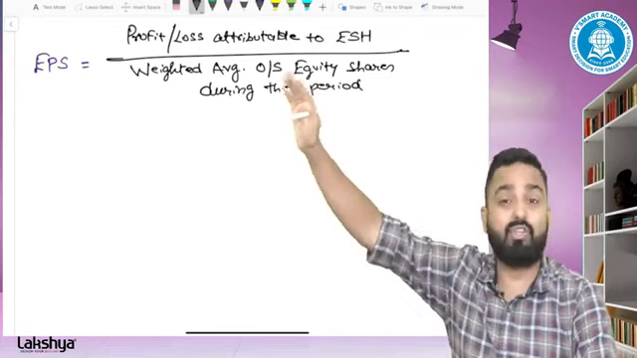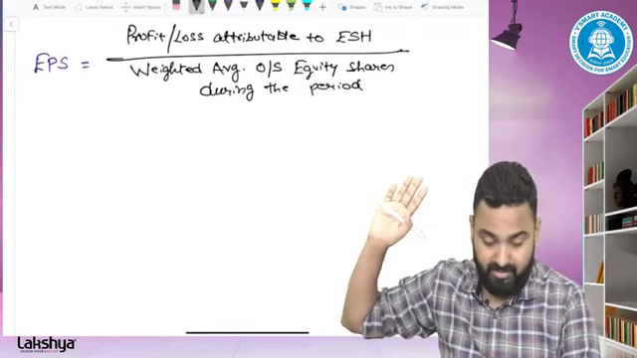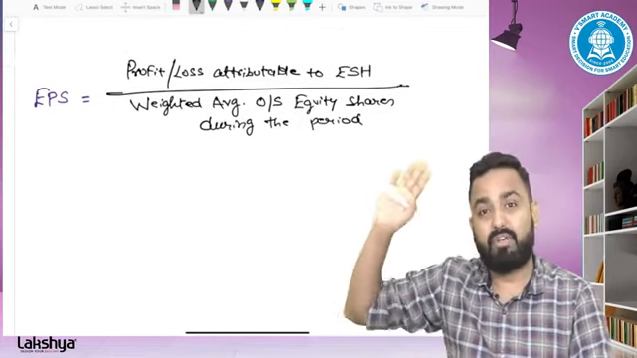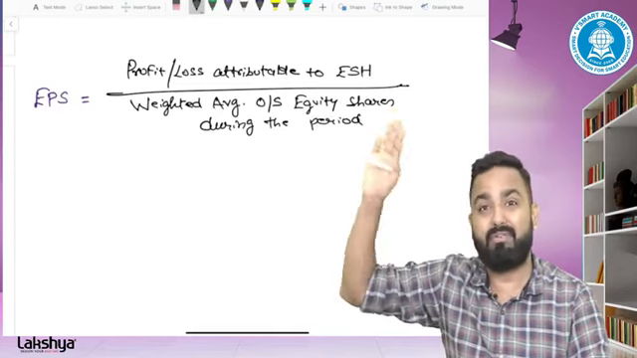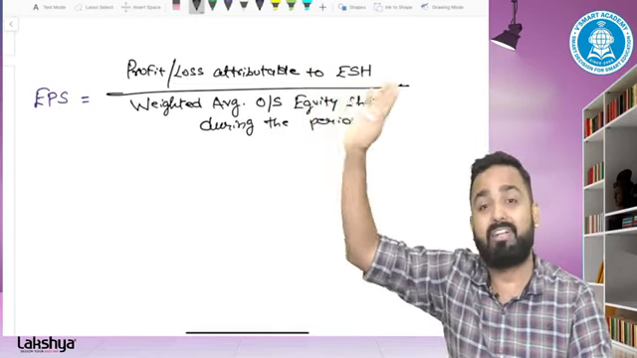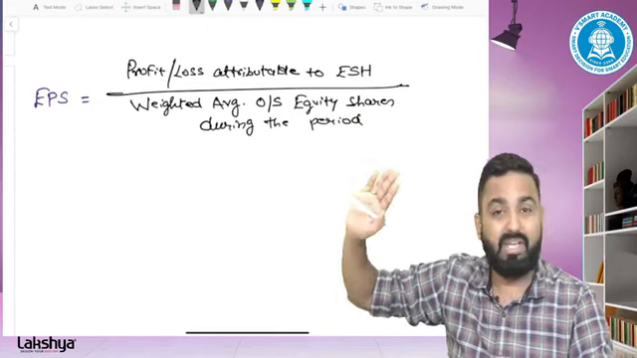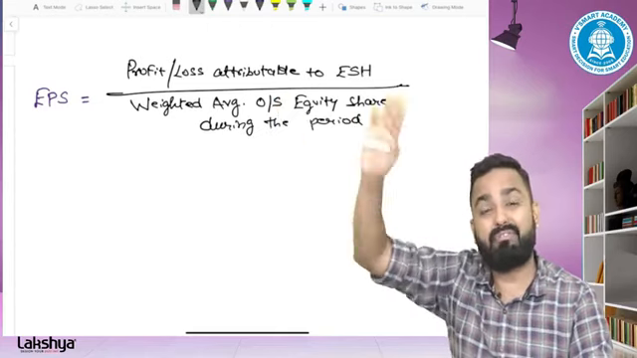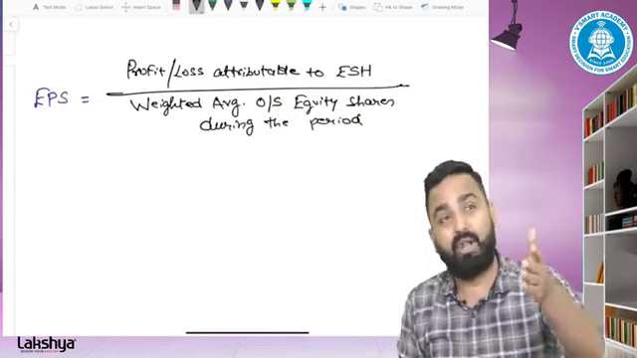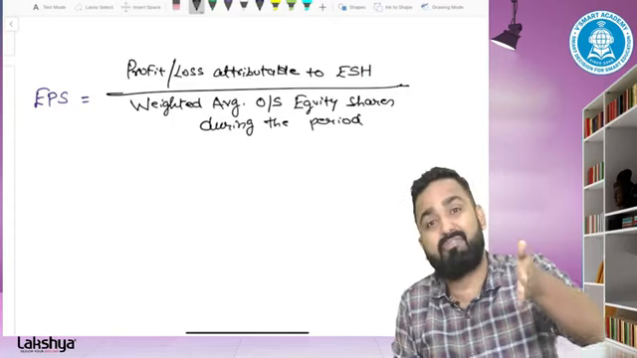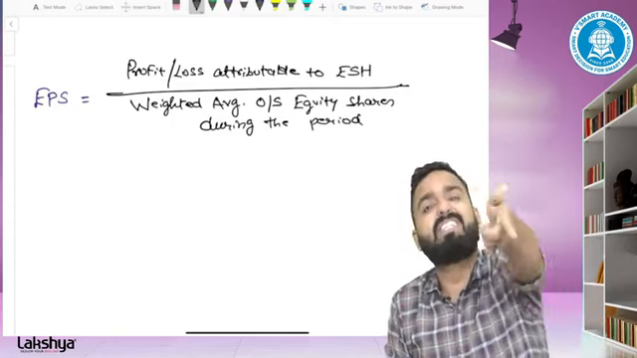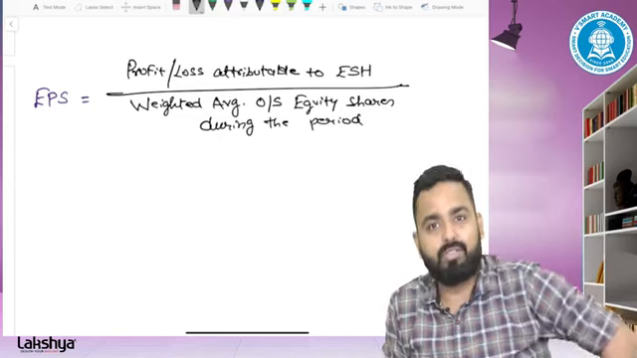So first of all, it's not profit after tax, please. First of all, clear this point that it is not profit after tax. It is the profit or loss attributable to equity shareholders. And this profit is totally different from profit after tax, because when you earn the profit after tax, you have to pay the preference dividend also to your preference shareholders.